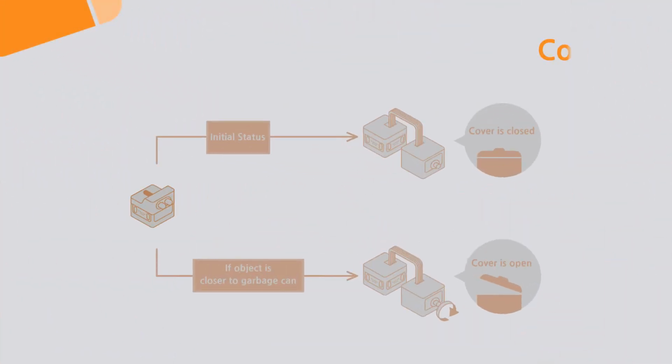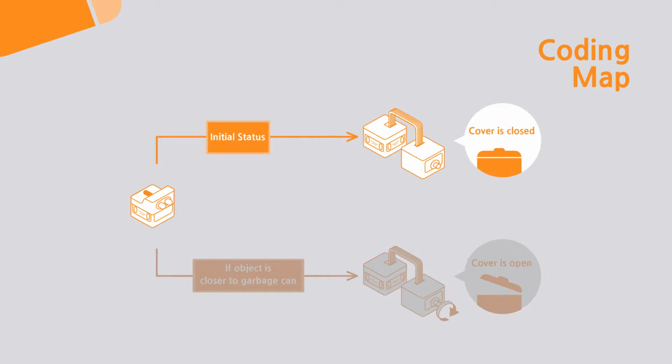Before we start coding, let's take a look at the code structure first. In the initial status, the smart garbage can's cover should be closed. When the distance between the smart garbage can and an object is closer than a certain distance, the infrared module detects it and opens the cover using the motor. We need to put some garbage into the garbage can, so you'll want to keep the cover open for a moment using a delay code. So then, let's start coding.